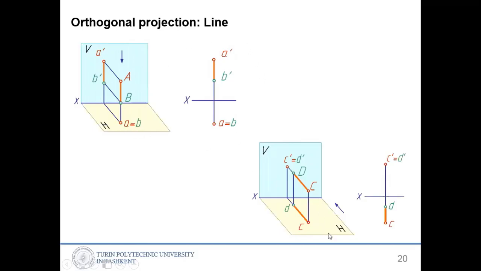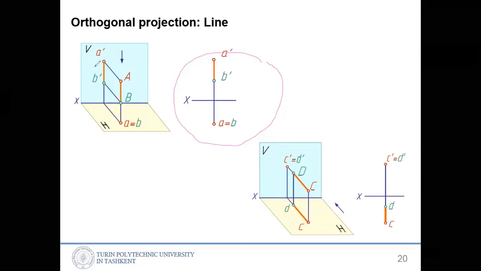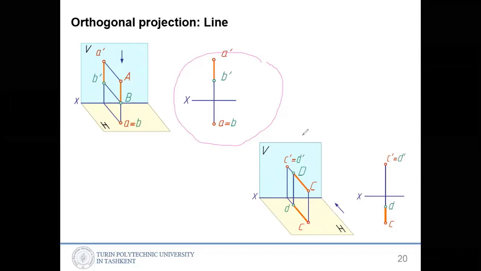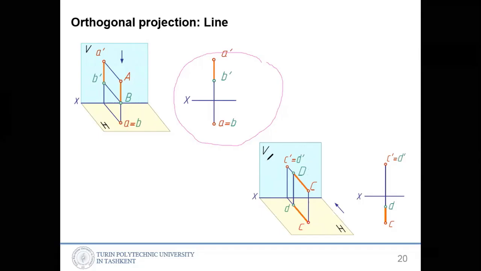If you see this kind of notation, it means the line is perpendicular to H, and it will be projected onto the V plane, the profile plane. If the line is perpendicular to the V plane, then from this side you will see only one point, C dash and D dash are equal. From the top side you will see a line CD, like this. That is this one in reality.